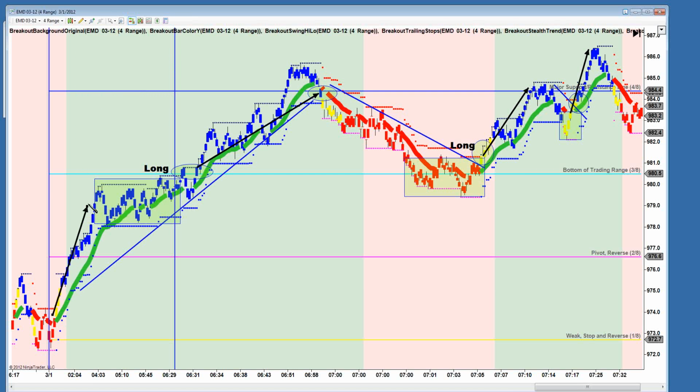And then right before the open in the U.S., we had this little consolidation area right in here where it was kind of going sideways, market trying to absorb this higher level of support and resistance. It was hovering underneath this bottom of trading range 3/8 pivot, 980.50 on EMD here. Now, 6:30 Pacific is here.